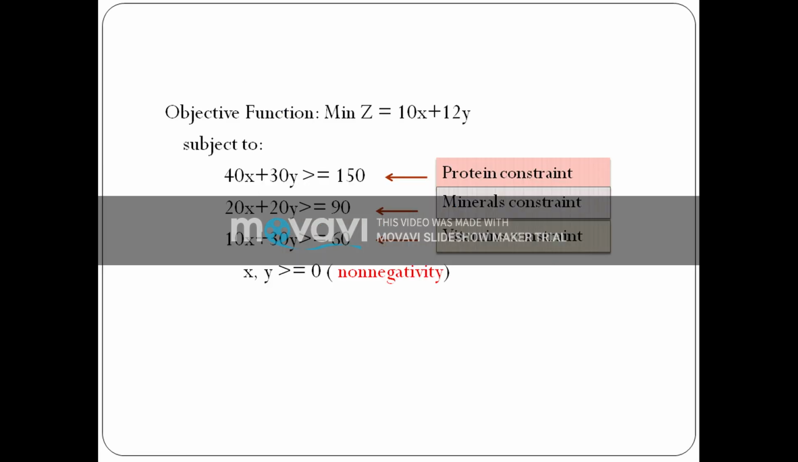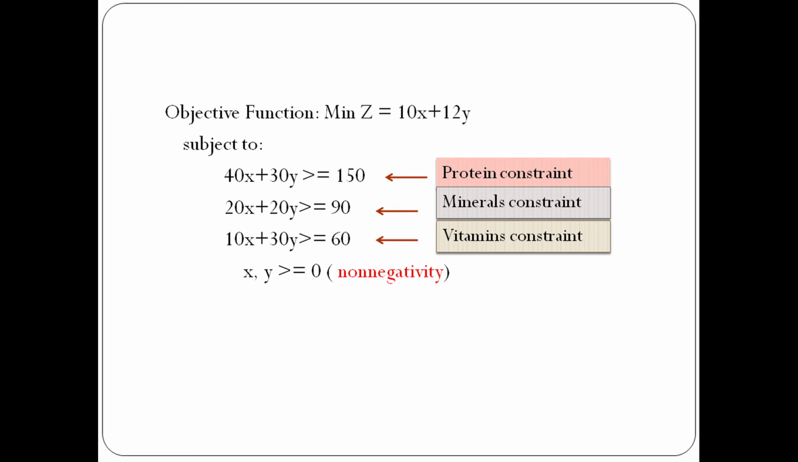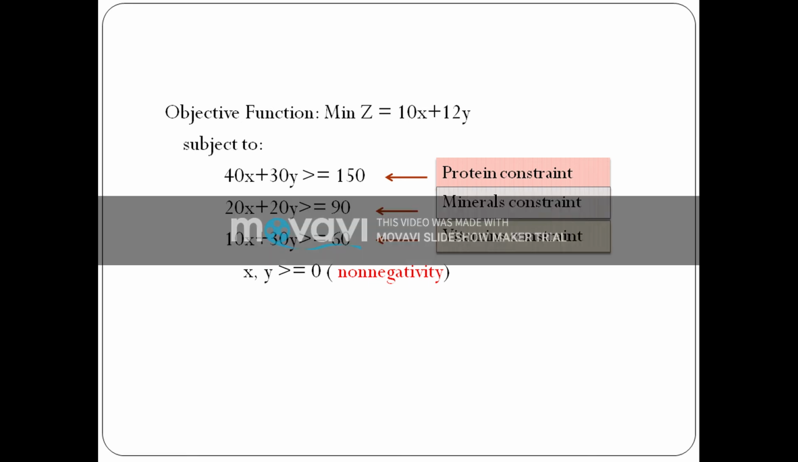The constraints are 40x plus 30y is greater than or equal to 150, and this will be the constraint for proteins. 20x plus 20y is greater than or equal to 90 is the constraint for minerals. 10x plus 30y is greater than or equal to 60 is the constraint for vitamins, and the non-negativity constraint.